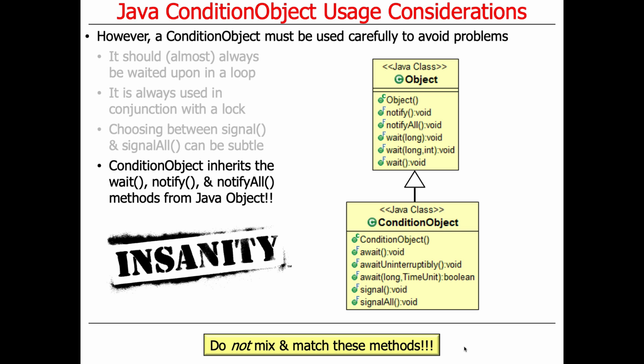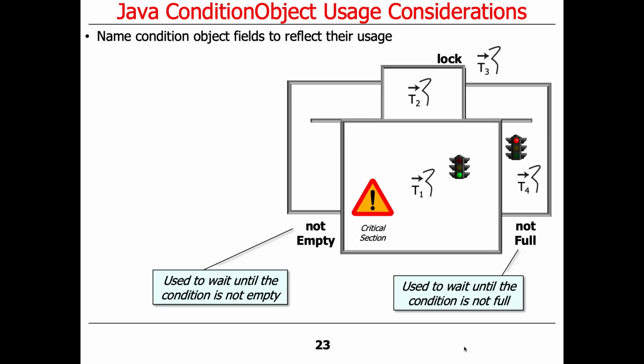Be very careful not to forget that condition await and condition signal all are not the same as wait, notify, and notify all. Even though it's tempting and easy to make that mistake, do not mix and match these things. Chaos and insanity will lurk there if you're not careful. And you can typically use condition objects in a way that reflects their usage. So not empty, not full, those are ways of awaiting for those conditions to be no longer true. So you're going to wait for the queue to be not empty. You're going to wait for the queue to be not full.